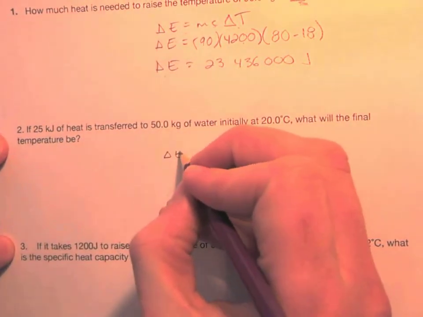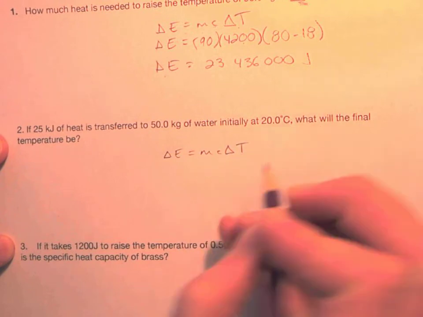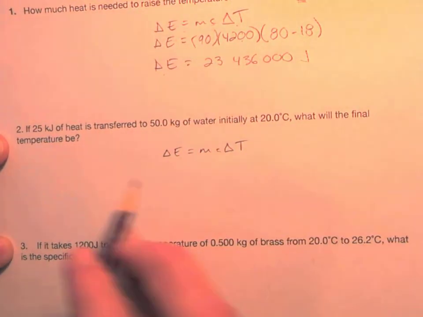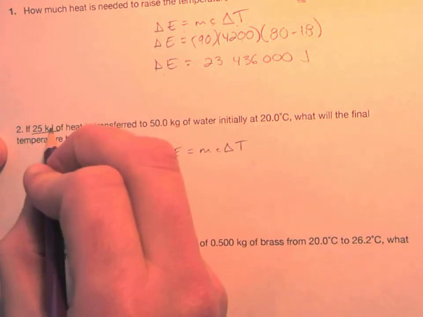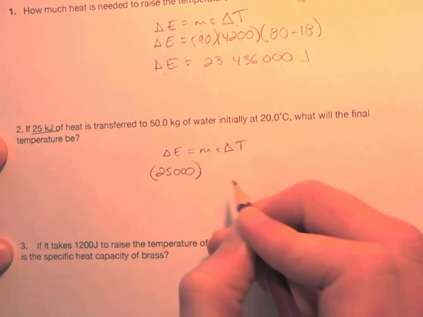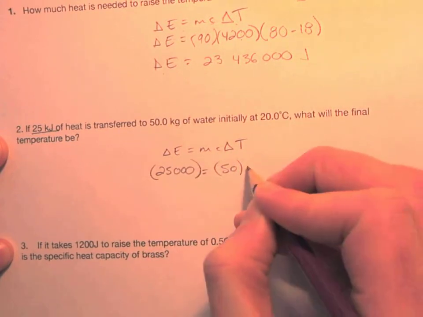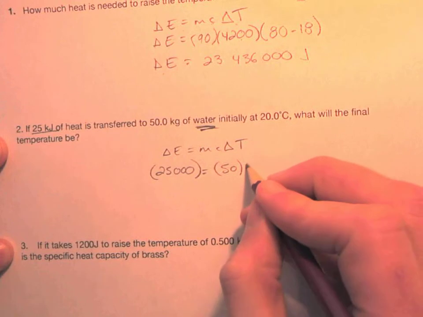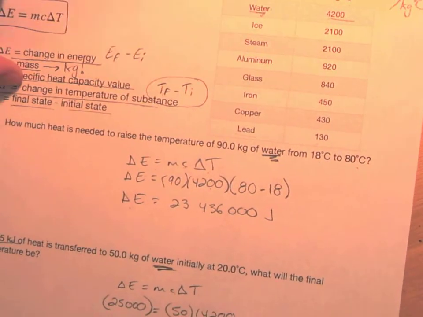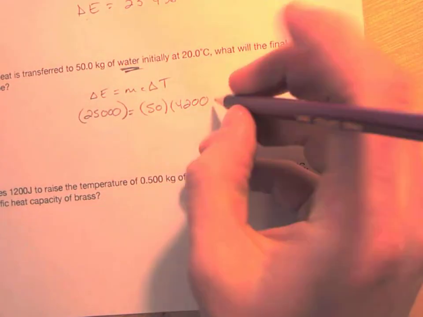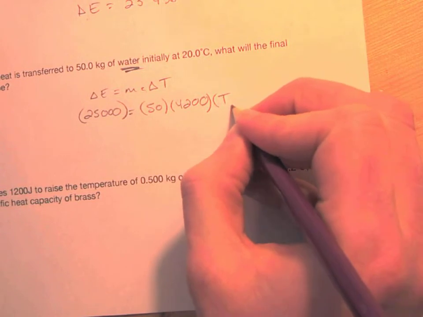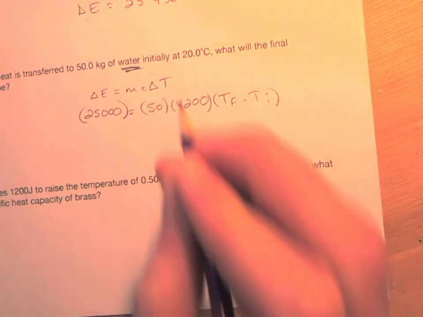Okay, again we go delta E equals MC delta T. The change in energy is equal to the mass, specific heat capacity, and the change of the temperature. So this time they give you a kilojoule value, so you know you're going to have to convert that for energy. So 25 kilojoules is 25,000 joules. Our mass is 50 kilograms. Our specific heat capacity of water is 4,200. If we look at the chart, a lot of these questions will use water because that's the most common thing that you'll use this for. And then last is TF minus TI, because that's what the change in temperature means.